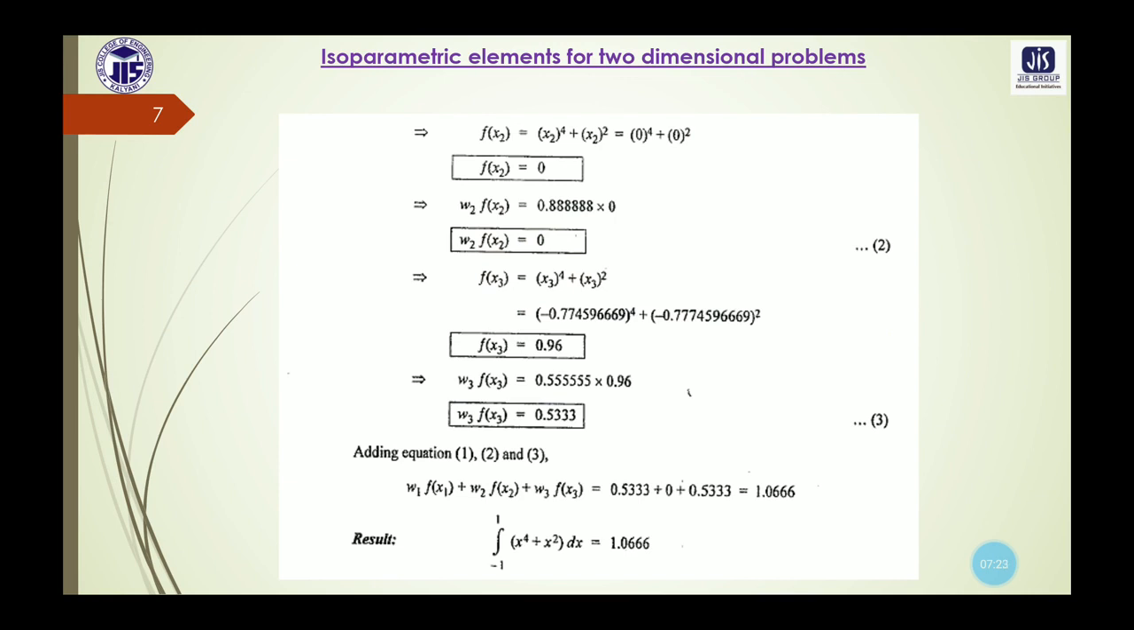Next, in the similar manner, we need to calculate the value of f(x2). So the equation is x2 to the power 4 plus x2 square.